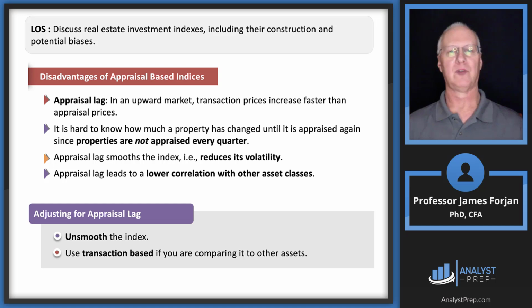So there are ways to handle this. You can unsmooth the index, and then you can use transaction-based methods. So there are ways to unsmooth, and then there are ways to find transaction-based indexes. We'll do that here in just a few minutes.